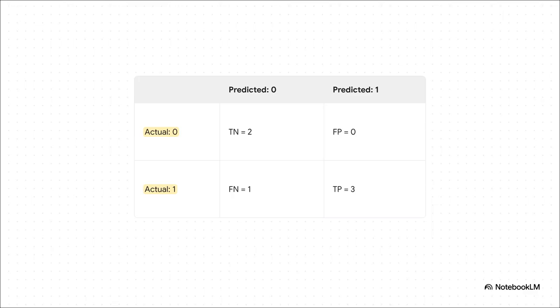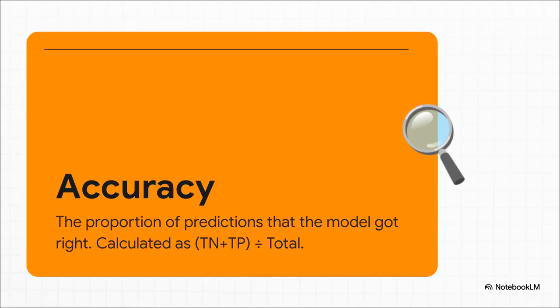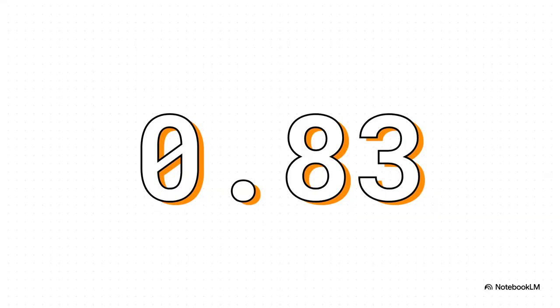And you can see our one big mistake sitting right there. 1 false negative. So, let's start with the metric everyone knows, accuracy. It's super simple. It just asks what percentage of the time was the model correct. You just add up all the correct guesses, the true positives and true negatives, and divide by the total number of patients. For our model, the accuracy is 0.83, or 83%, which sounds pretty good, right? Like a solid B on a test.